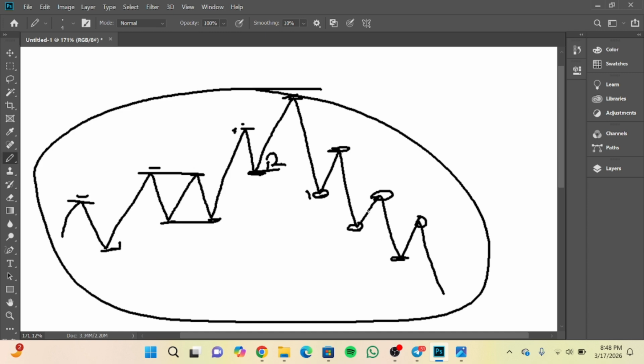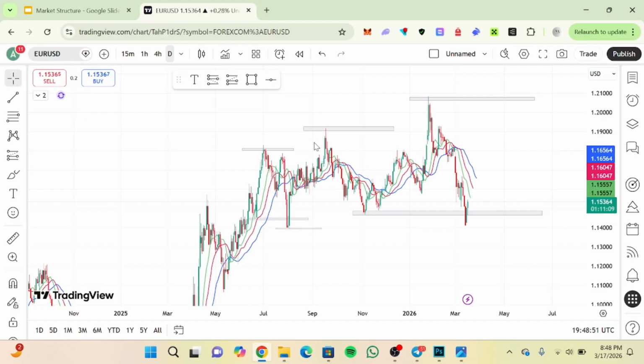So when you see a series of lower highs and lower lows, lower highs being these ones and lower lows being these ones, then you know that the price is pushing to the downward direction, and that is a clear indication of a downtrend. Now I think I will have to take us back to the chart again.